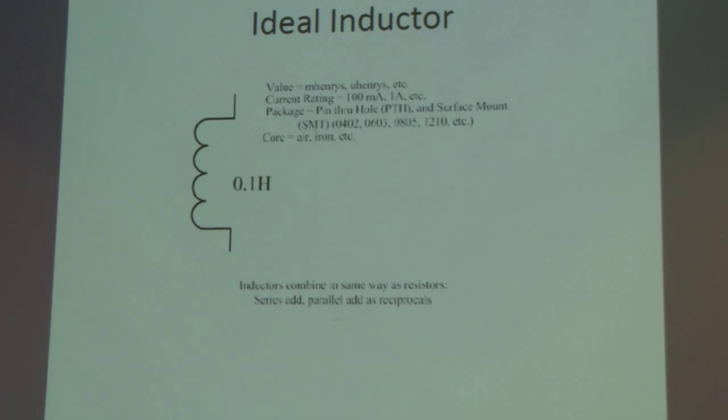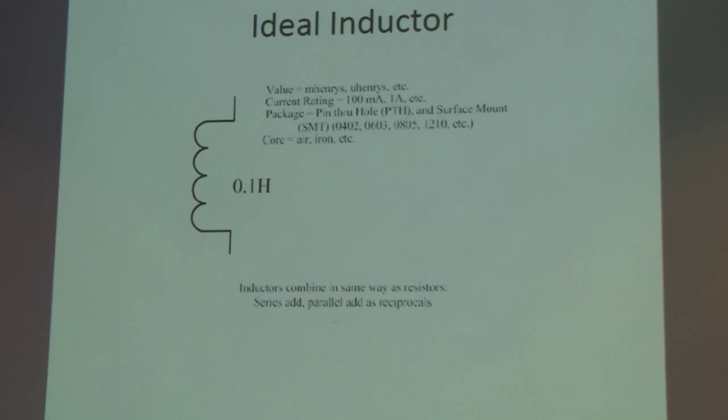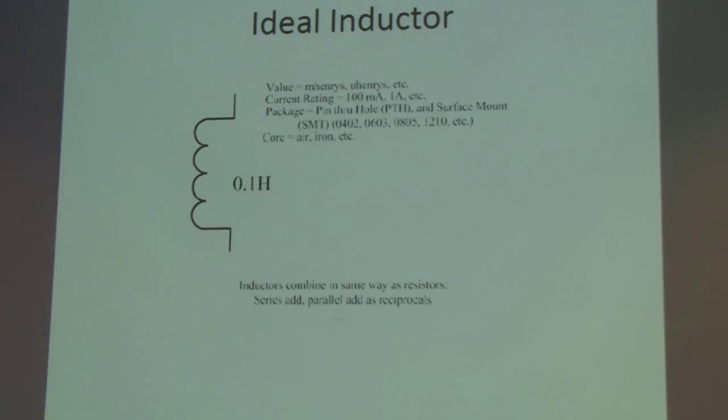Now, like the capacitor, there are several different parameters you would use to buy one. You buy the value in henries, milli, micro, whatever you want. The current rating is critical, as opposed to a voltage rating for a capacitor, because with an inductor, the amount of current that can go through it is limited by how much magnetic flux you can get inside the inductor. So they don't have infinite current.